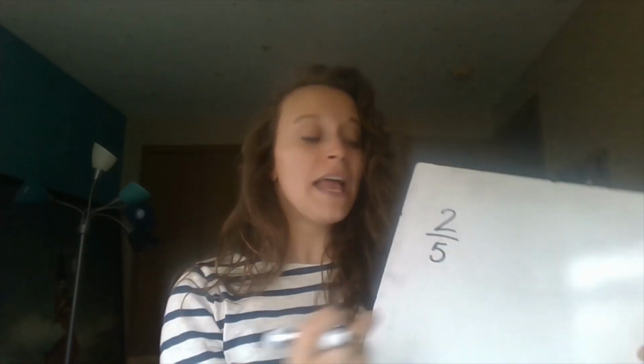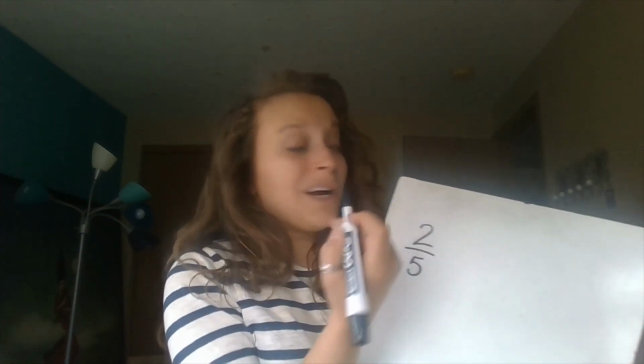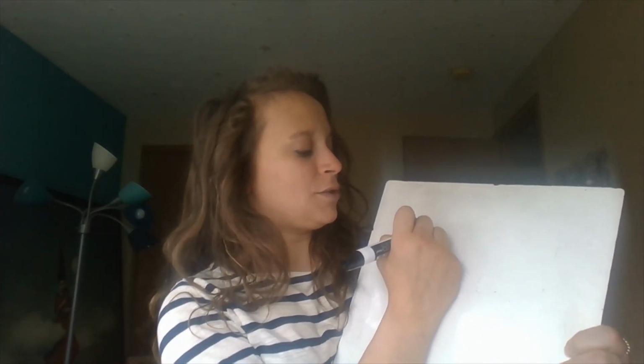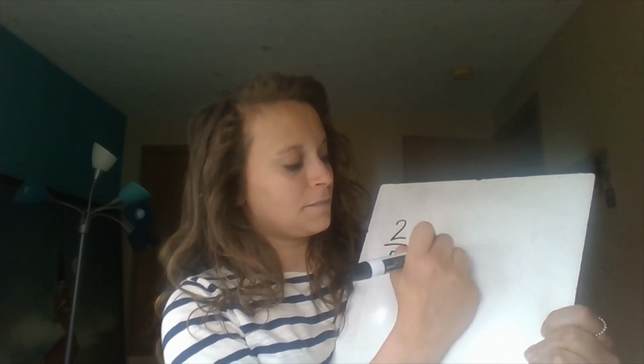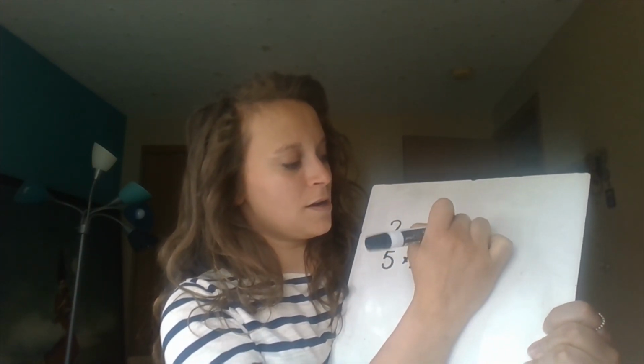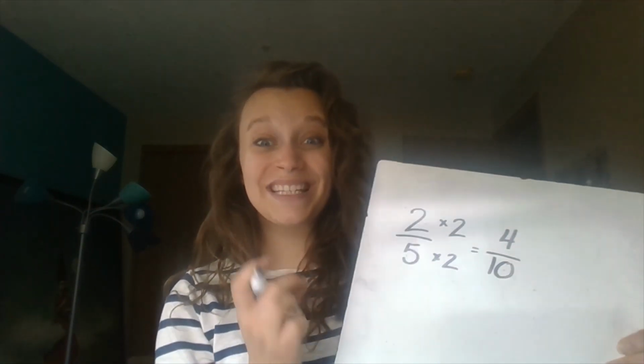So remember, this is where we look at our rule that whatever we do to the top, we've got to do to the bottom. So if I have 2/5, I can pick any number other than 1 and 0 because they're not going to do much. And I'm going to multiply my top and bottom number by that. So 2 is an easy one. So if I take 2 times 2 and 5 times 2, 2 times 2 is 4, 5 times 2 is 10. So this is telling me that 2/5 is the same as 4/10.